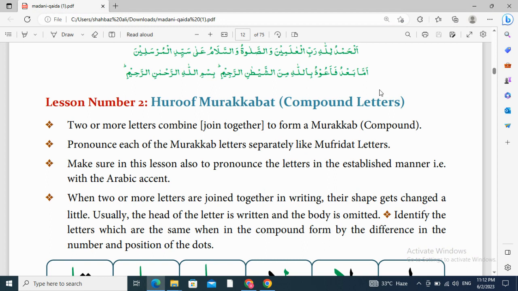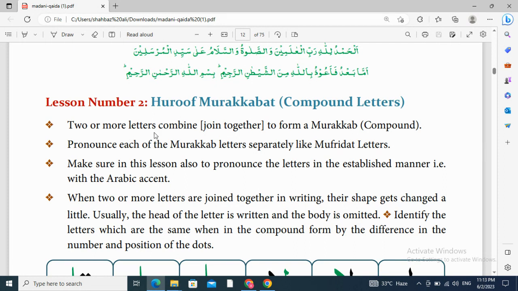First of all, before starting, we should know the meaning of huruf murakkabat. The word huruf means letters and murakkabat means compound letters. Huruf murakkabat: compound letters. In this chapter, we will learn how to read the letters in compound form. After learning this chapter, we will be able to identify the letters when they are in combined form.